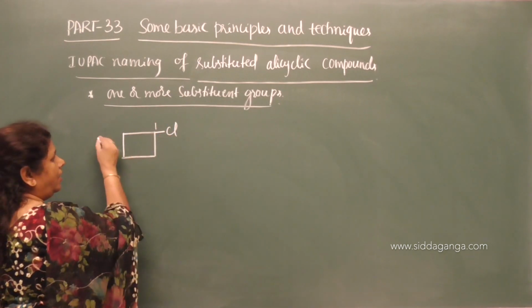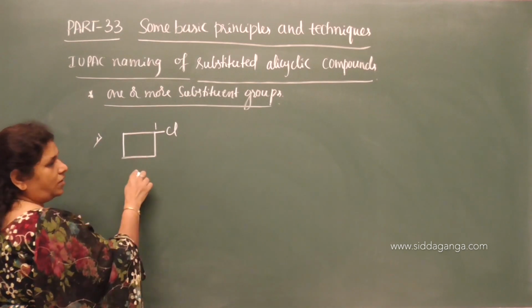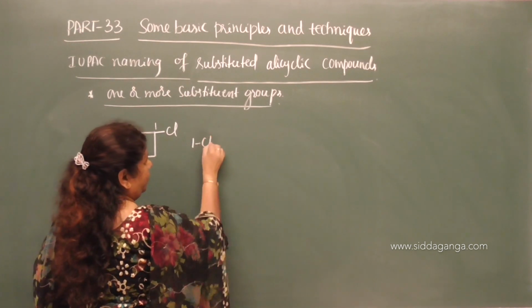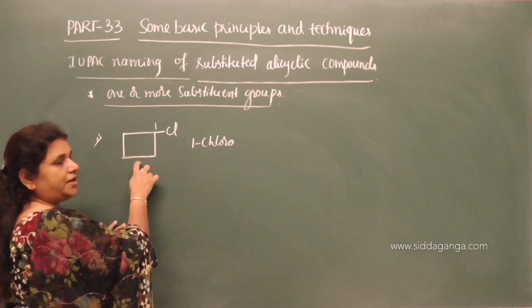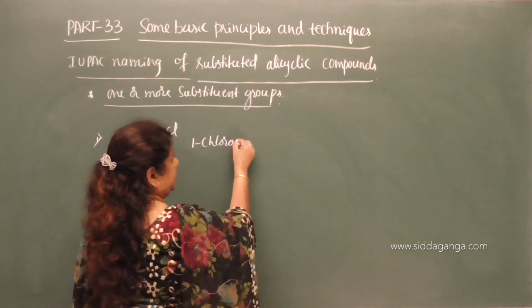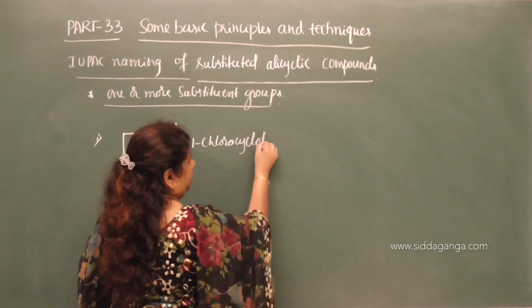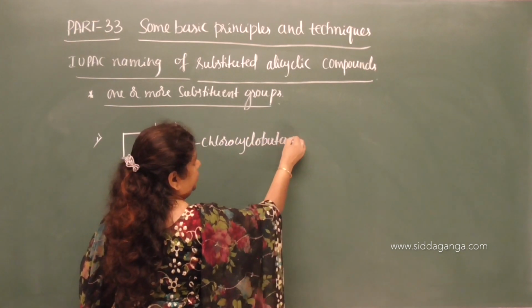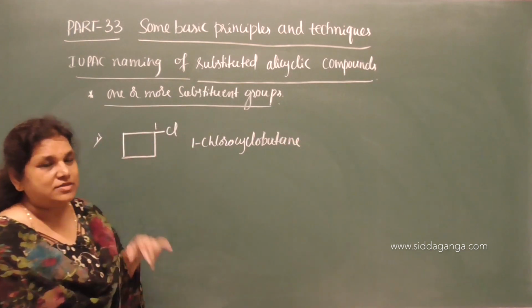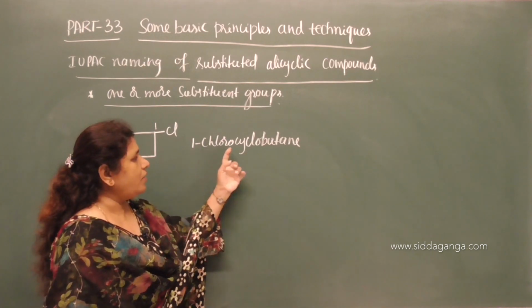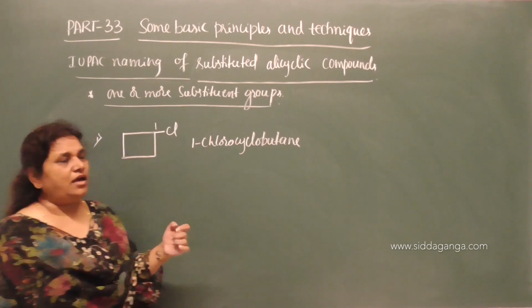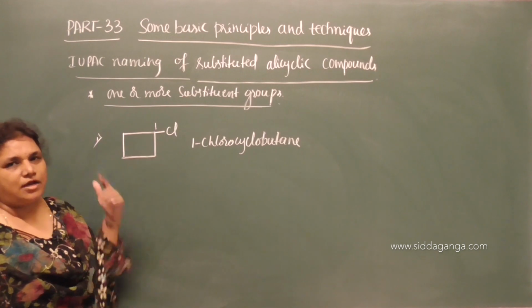Since another substituent is not there, what do we need to give? 1-chloro. What is the name of the parent cycloalkane ring? It is cyclobutane. Substituted cyclobutane. What is substituted? Chloro substituted. Therefore, 1-chlorocyclobutane is the IUPAC name for this compound.